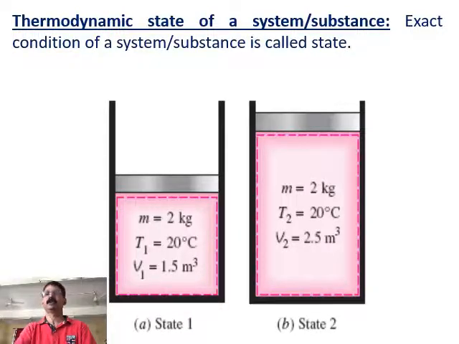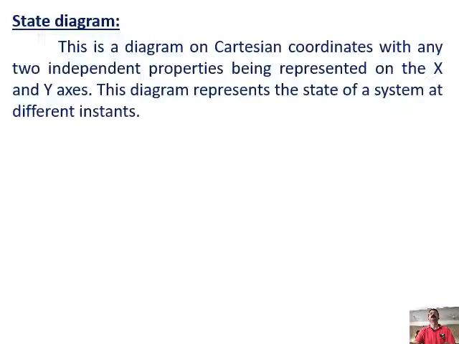Okay, now let us move on to the next topic. State diagram. This is a diagram on Cartesian coordinates with any two independent properties being represented on the x and y axes. This diagram represents the state of a system at different instants. So you should have an x-axis and a y-axis, and here two independent properties should be represented on these two axes.